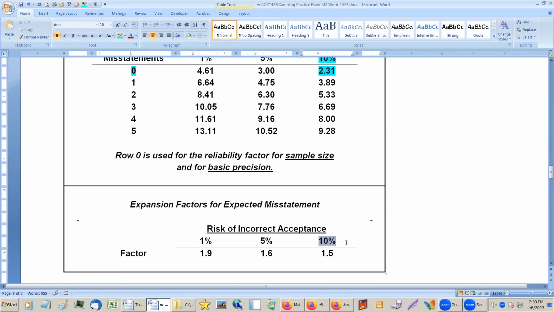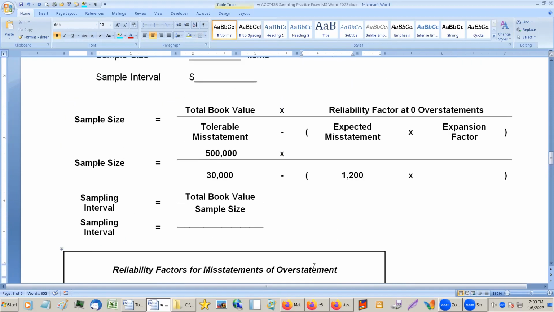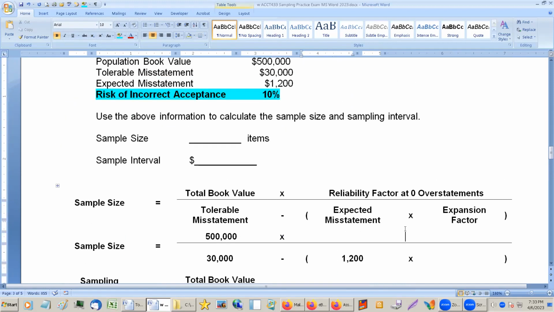So it's 231. Expansion factor is 1.5. 231. So on the test, be careful. I almost always use 10 or 5, but be careful which one I use there.